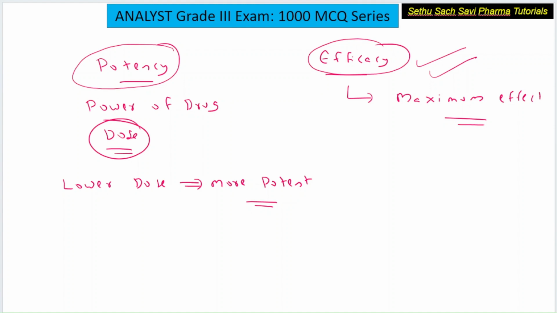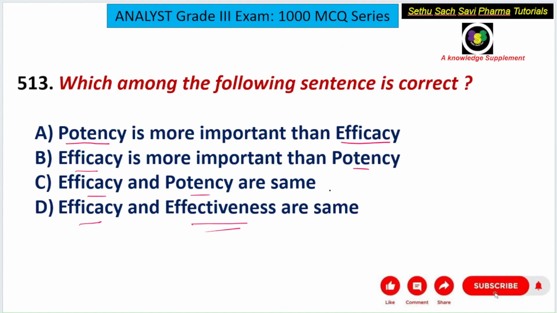So the correct answer for this question: efficacy is more important than potency. So the correct answer is B choice. Now, choice A is wrong. Choice C, they are not same, they are different. Coming to D choice, there is a new term called effectiveness.